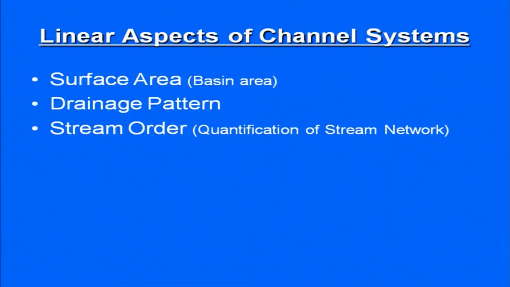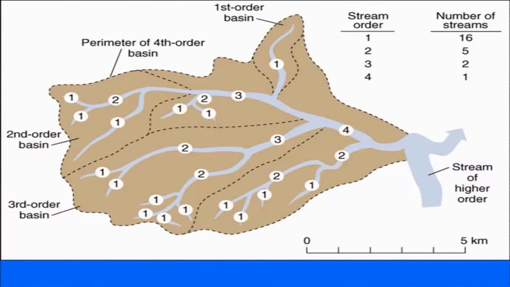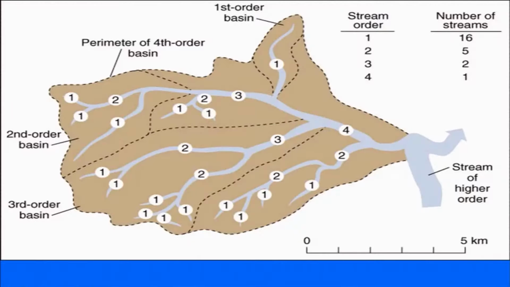This quantification again helps in the evaluation of floods, mainly the stream order, bifurcation ratio, drainage density, etc. Now, coming one by one to this portion, we can quickly look at the trunk stream and the tributaries.